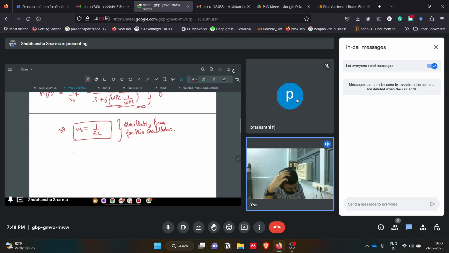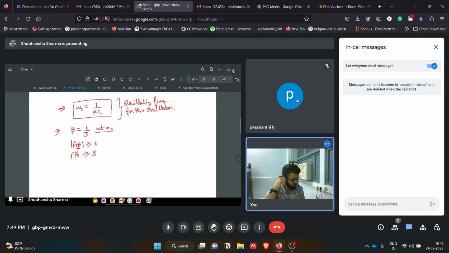So we got this. Then beta will be 1 by 3 at omega naught. And we know, according to the criterion, mod A beta is greater than 1. That means mod A is greater than 3, since beta equals 1 by 3. For this circuit, A is 1 plus R2 by R1, which is greater than or equal to 3. We need a gain of a little bit more than 3 to make the circuit run in oscillations. Fine.